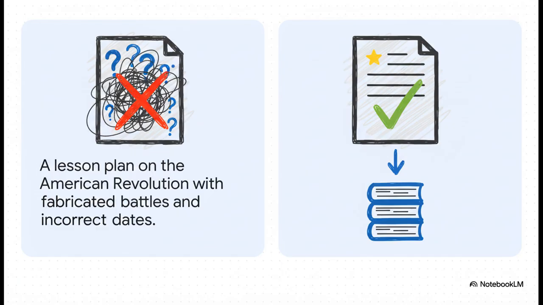And here's where you really see the difference it makes. Let's say you're a teacher. An ungrounded AI might spit out a lesson plan with made-up battles and wrong dates. That's worse than useless. It's actually harmful. But a grounded AI, using the school's approved textbooks as its source material, delivers a lesson plan that's accurate, that you can verify, and that's ready to go.